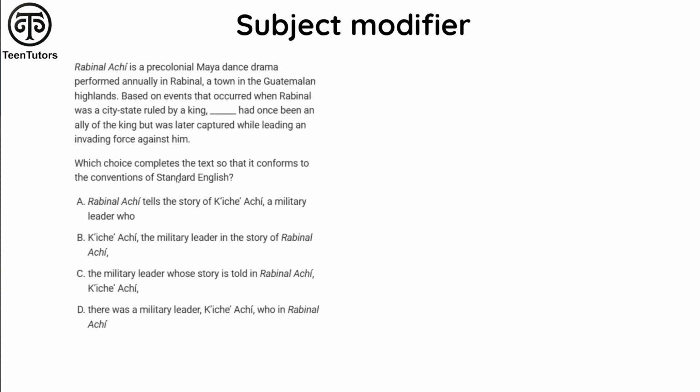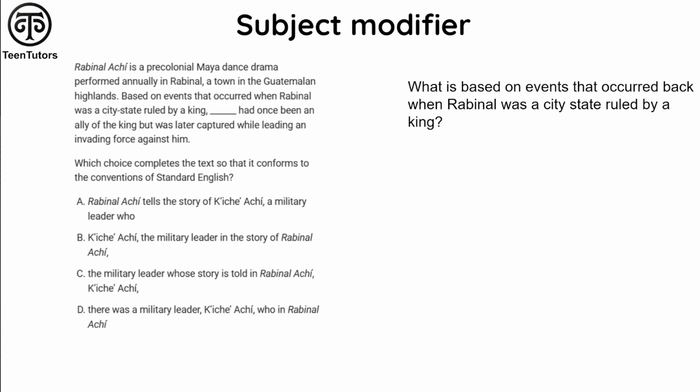Right? So another example of subject modifier is this one, where we have the same type of thing. So we read this first part of the sentence, we say, based on events that occurred when Rabbinaw was a city-state ruled by a king, and we ask ourselves, what is based on events that occurred back when Rabbinaw was a city-state ruled by a king? And we look for the answer, and it looks like it's Rabbinaw Achi, right? That's the name of the story, right? So that's the answer to this question.